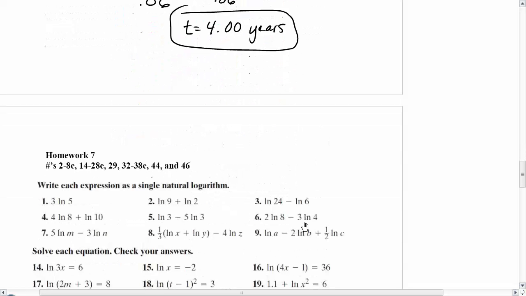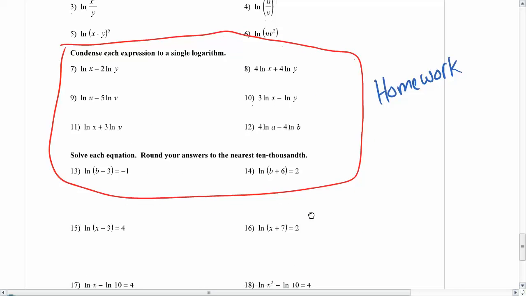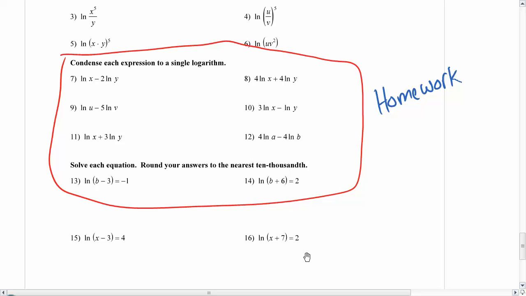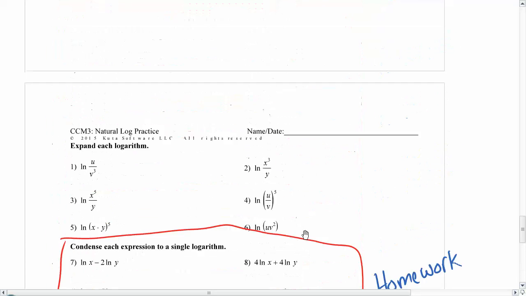Okay? Now, the homework from class was actually on the last page, kind of expanding, condensing, and solving each of these equations. Okay, so I recommend you do that. You can check the notes online for some of the answers.